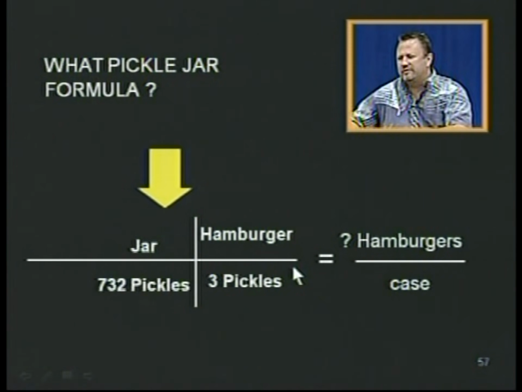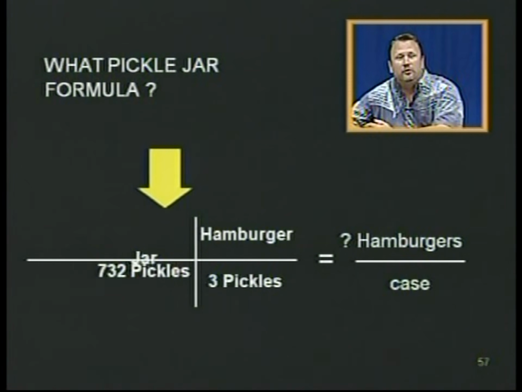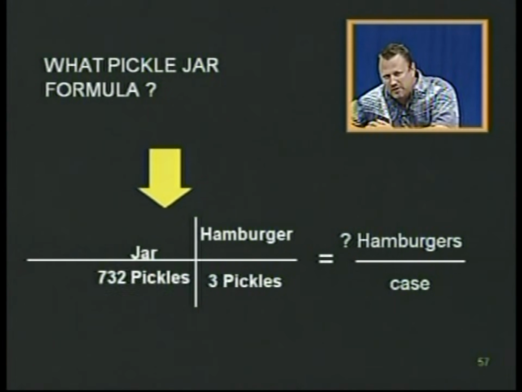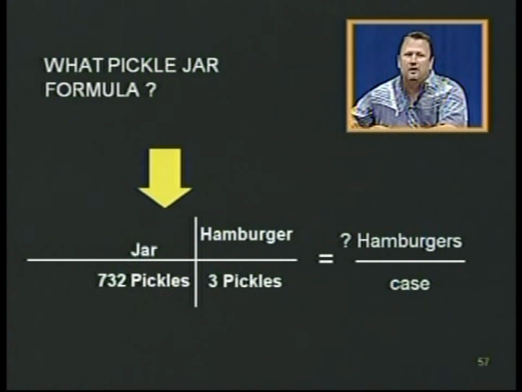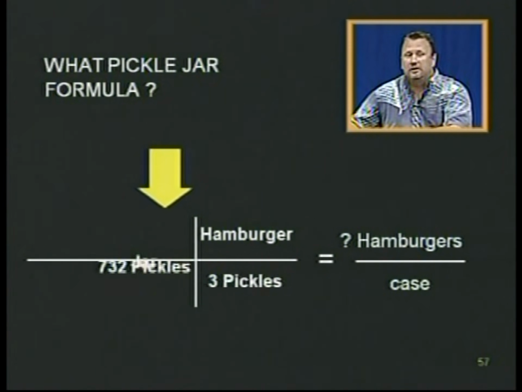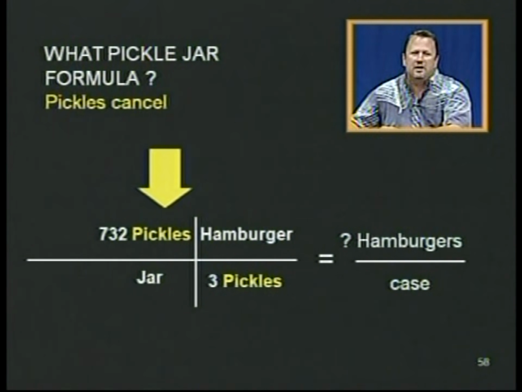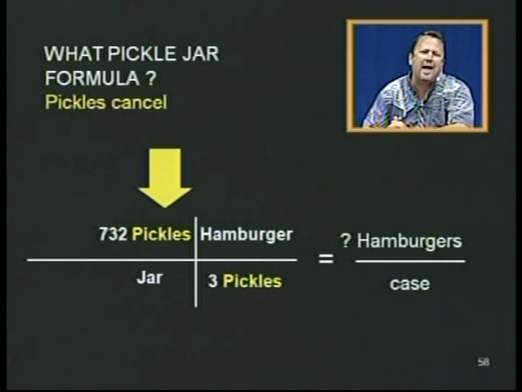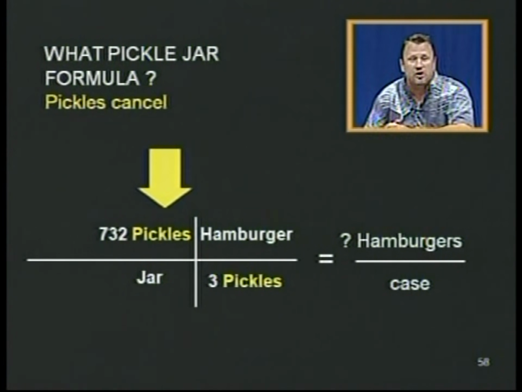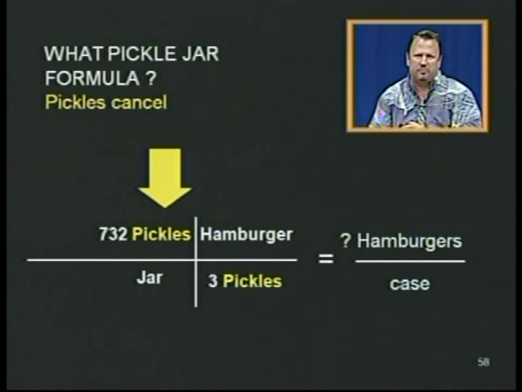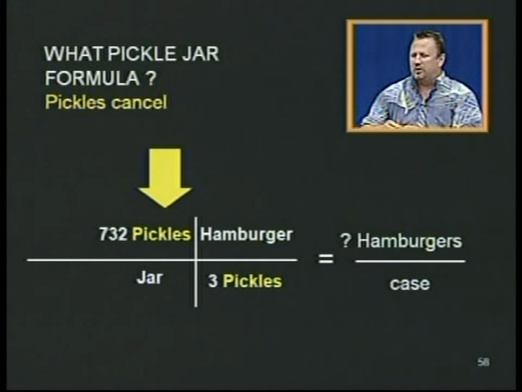All right, a jar holds 732 pickles. So are we going to use a jar over 732 pickles, or 732 pickles per jar? Well, if we put the pickles on top, notice our pickles cancel out, because a pickle divided by a pickle is equal to 1, and 1 times anything is a waste of time. Well, if the question asked you, how many hamburgers per jar of pickles, there would be your answer right there, 732 divided by 3. But the question is not how many hamburgers per jar. The question is how many hamburgers per case.